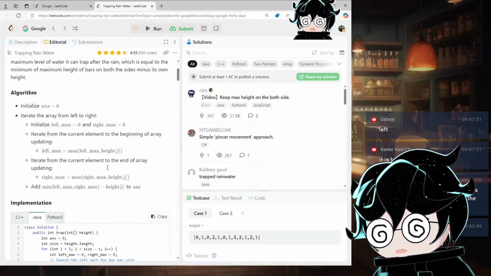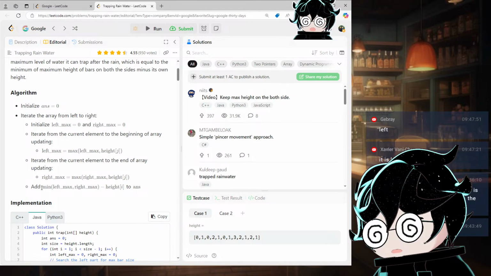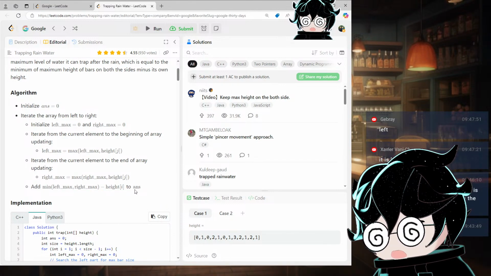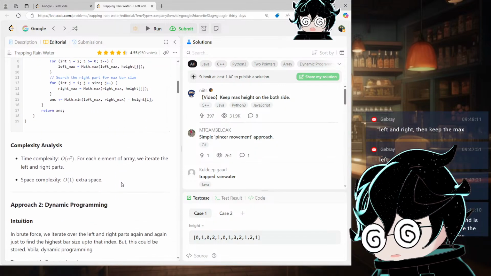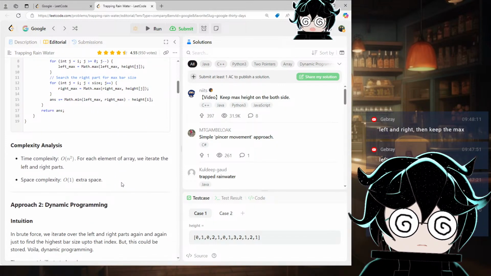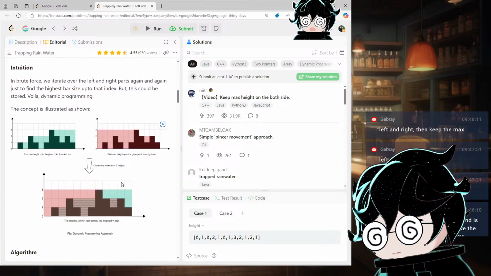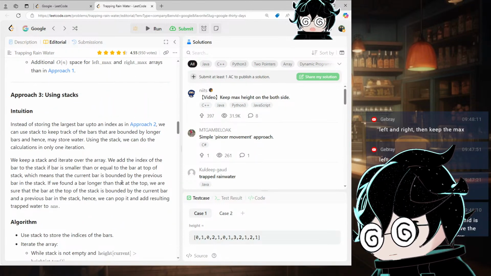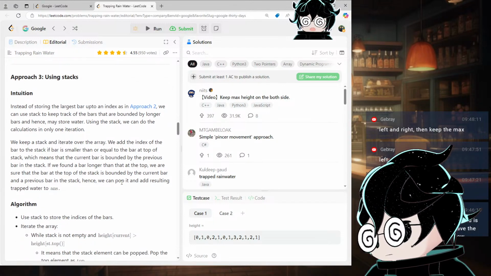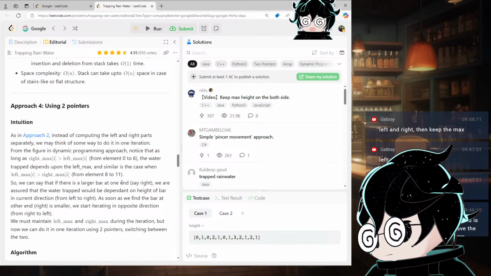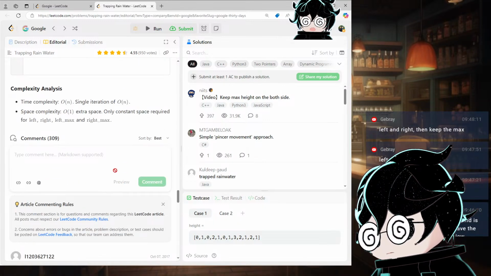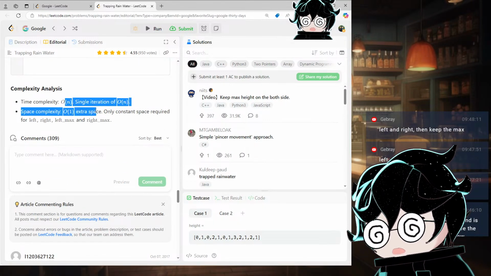Yeah, you find the left max, right max, left max, right max, minus height to answer. Okay. Left, right, and then keep the max. Dynamic programming, what? This is dynamic programming using stacks. Using 2 pointers. Wow, complexity just O of n, O of 1 extra space.